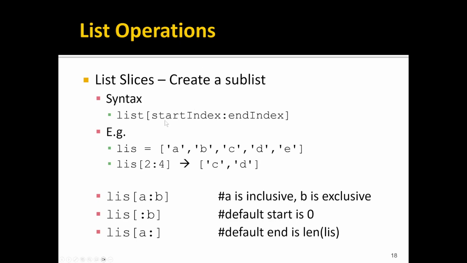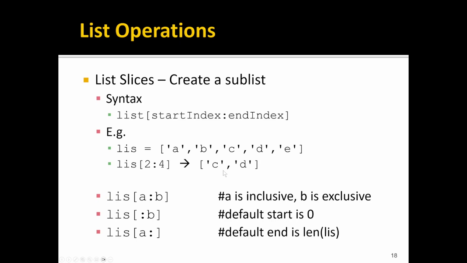Again, notice the start index is inclusive and the end index is exclusive. So if we say from the range 2 to 4, that means include 2, but don't include 4. So this would just be the list from 2 to 3. So 0, 1, 2, 3, 4. We get 2 and 3, which is just these two items.